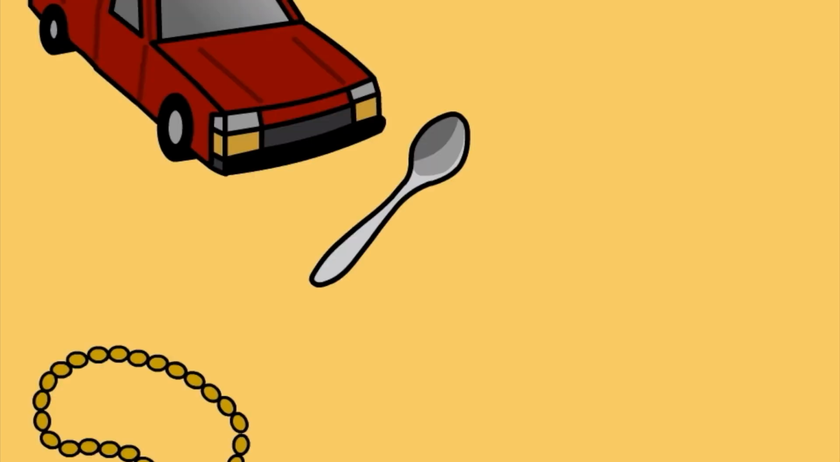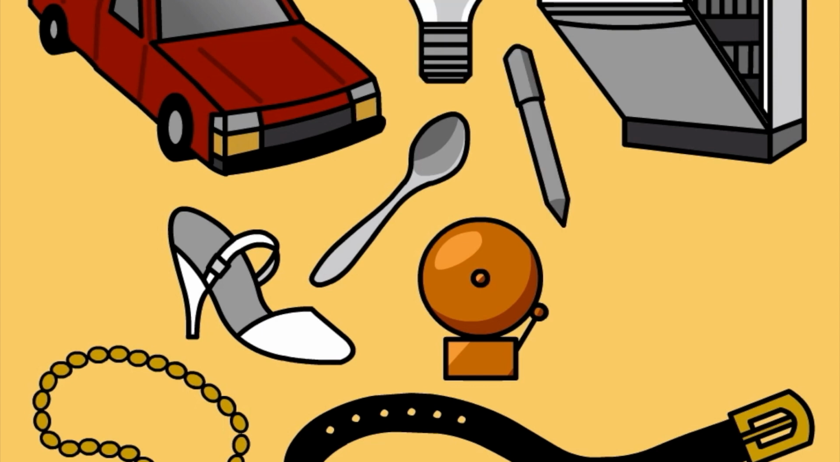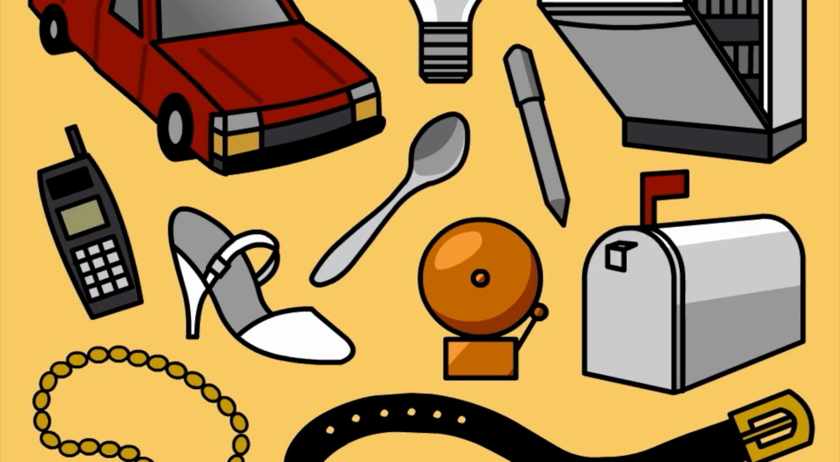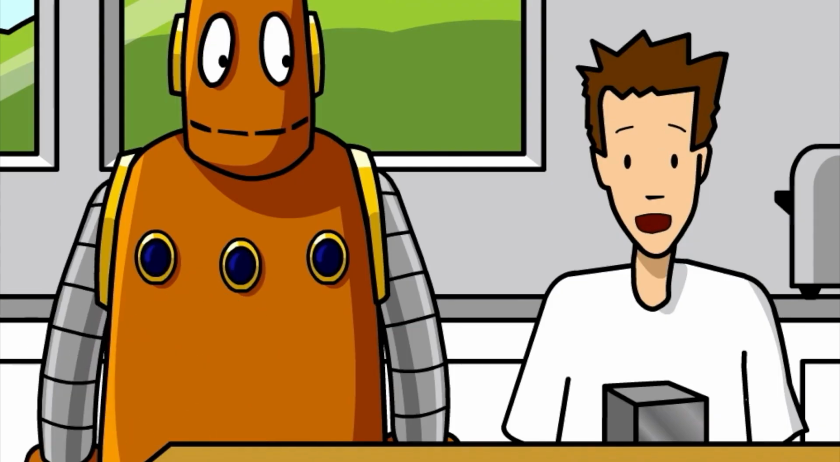You use things made with metal every day. Cars, jewelry, silverware, shoes, belts, dishwashers, school bells, light bulbs, pens, cell phones, and mailboxes, just to name a few. Oh, yeah, robots are made of metal too. But just what a metal is kind of hard to define.